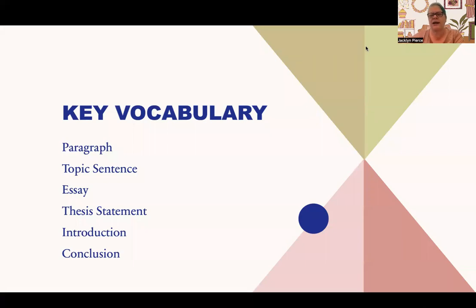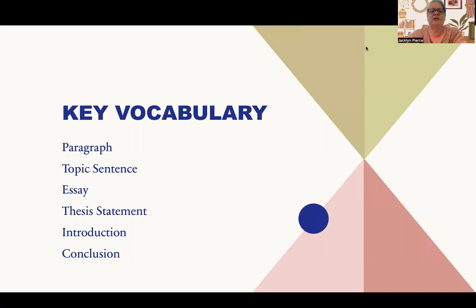I'm going to talk today very quickly about some key terms that are going to help you as you navigate writing in college. This applies for English classes, but it applies in other classes as well. It even applies in some cases on tests.